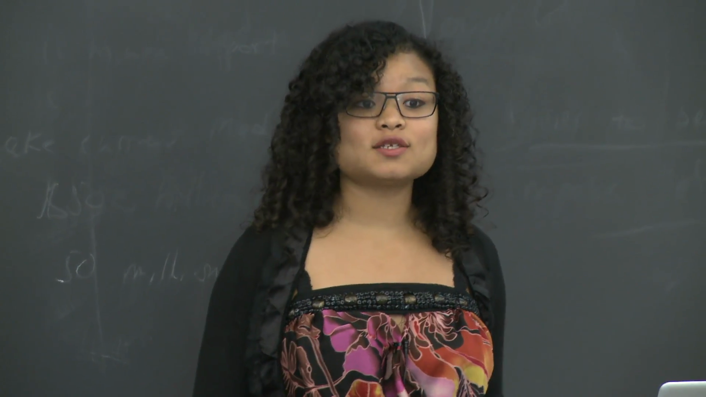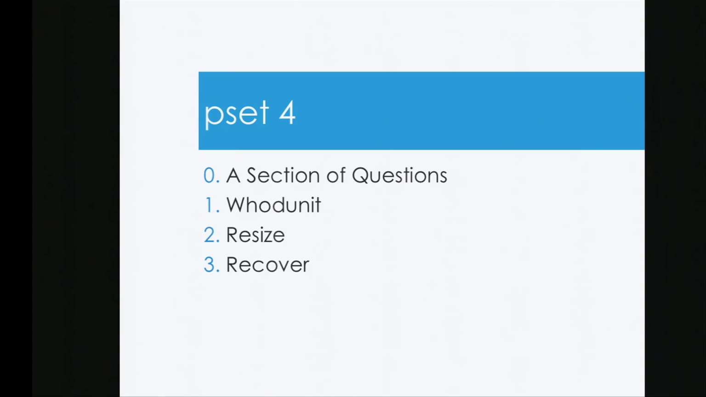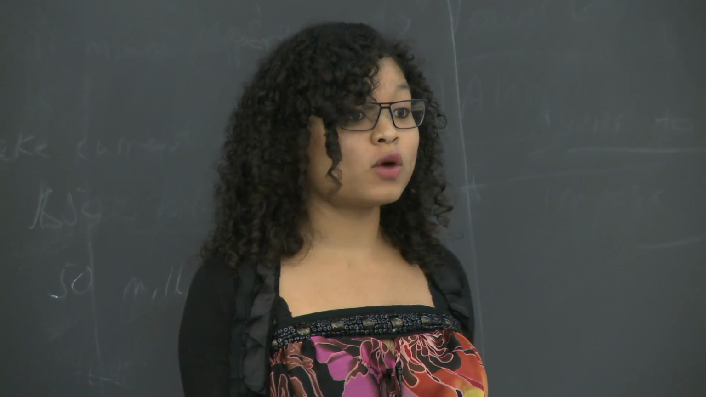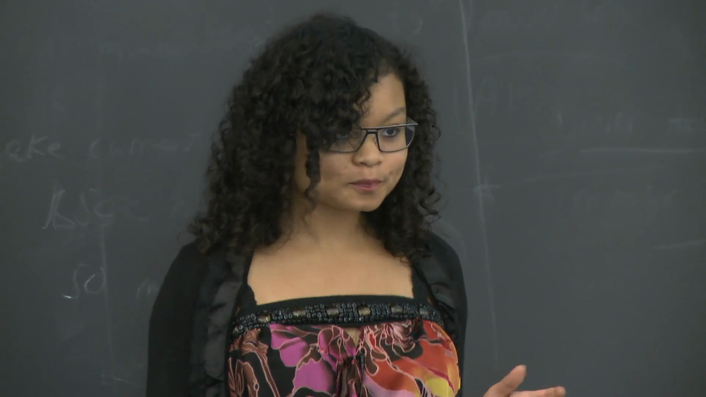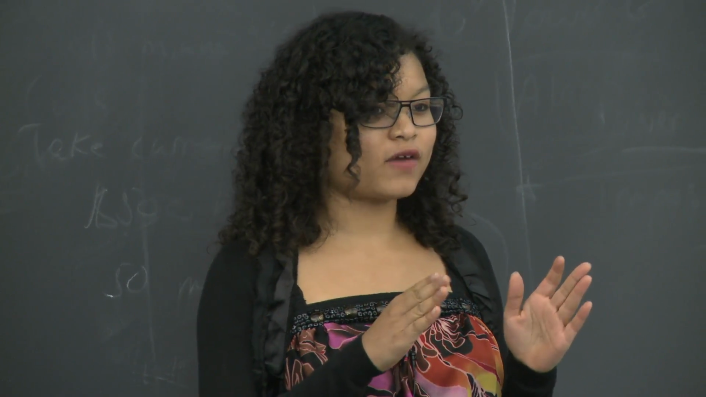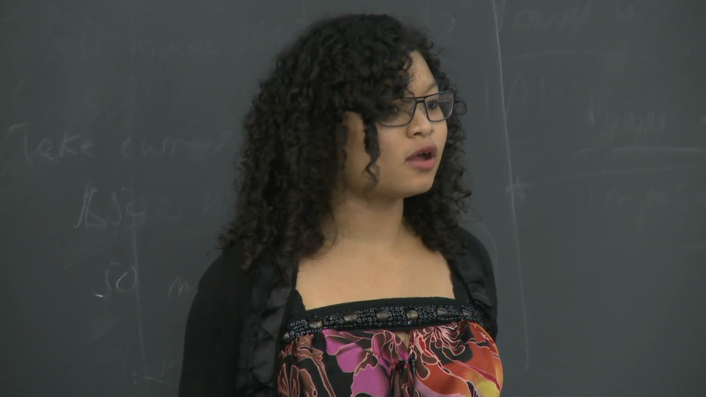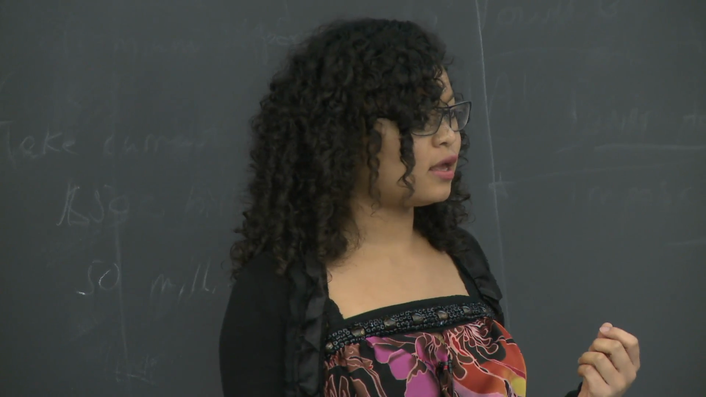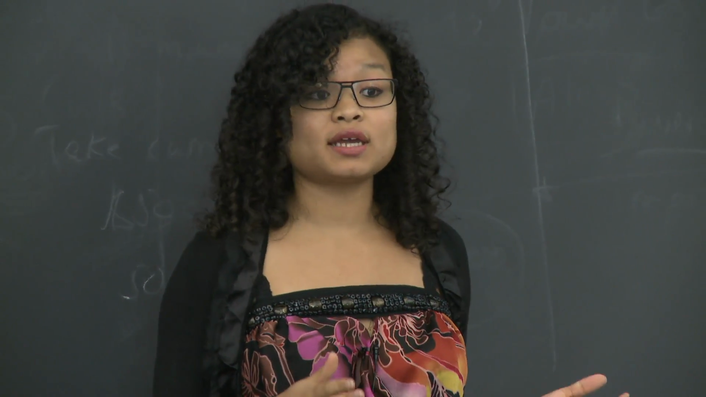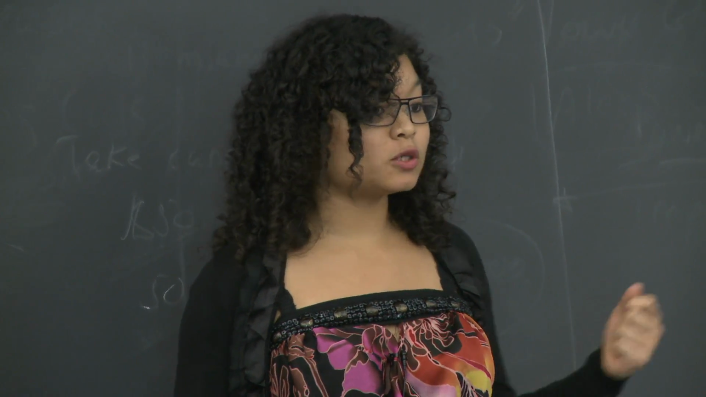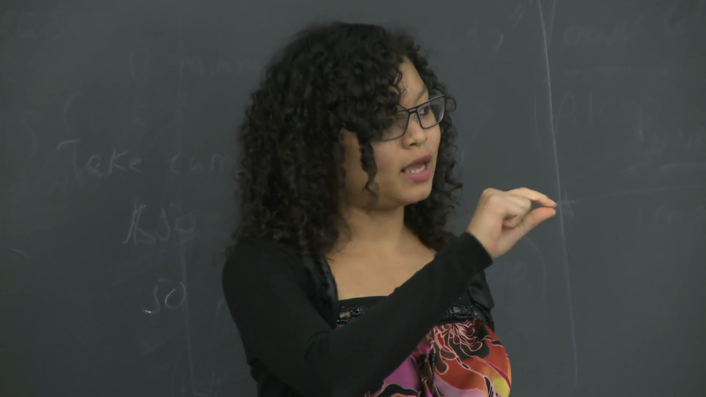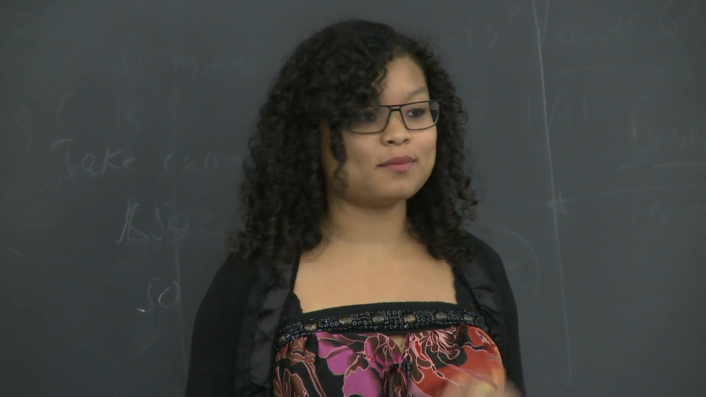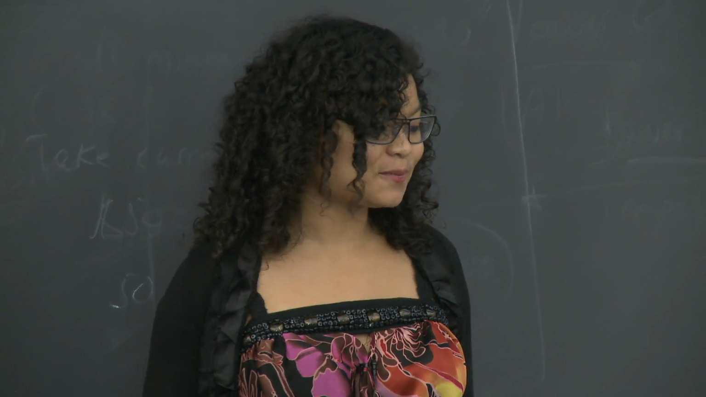PSET 4, as usual, starts with a section of questions, and those will deal with file I/O and get you accustomed to that. Then part 1 is Whodunit, in which you're given a bitmap file that looks kind of like red dots all over, and basically what we're going to do is take this file and edit it slightly into a version that we can read. Once we finish, we'll have the same file, except we'll be able to see the hidden message hidden by all those red dots.